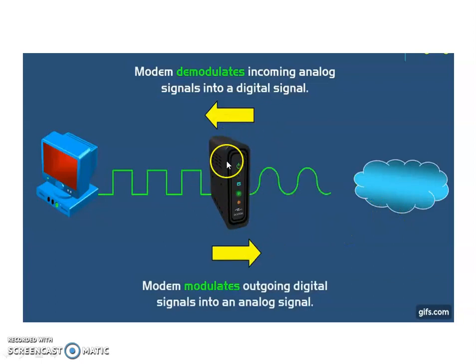So modem is a device that converts digital signals into analog signals and analog signals into digital signals. Modem performs modulation, that is conversion of digital signals into analog signals, and modem performs demodulation, that is conversion of analog signals into digital signals.